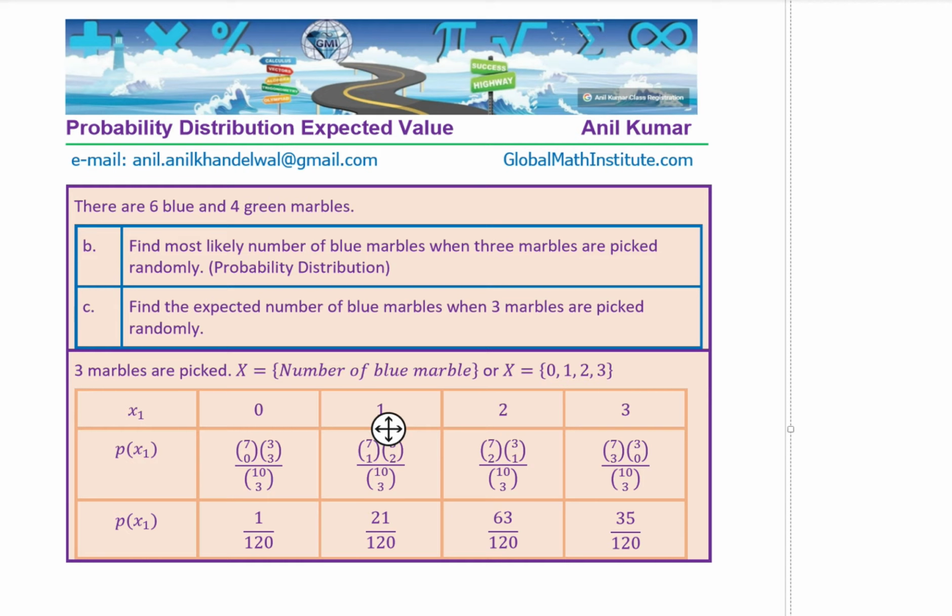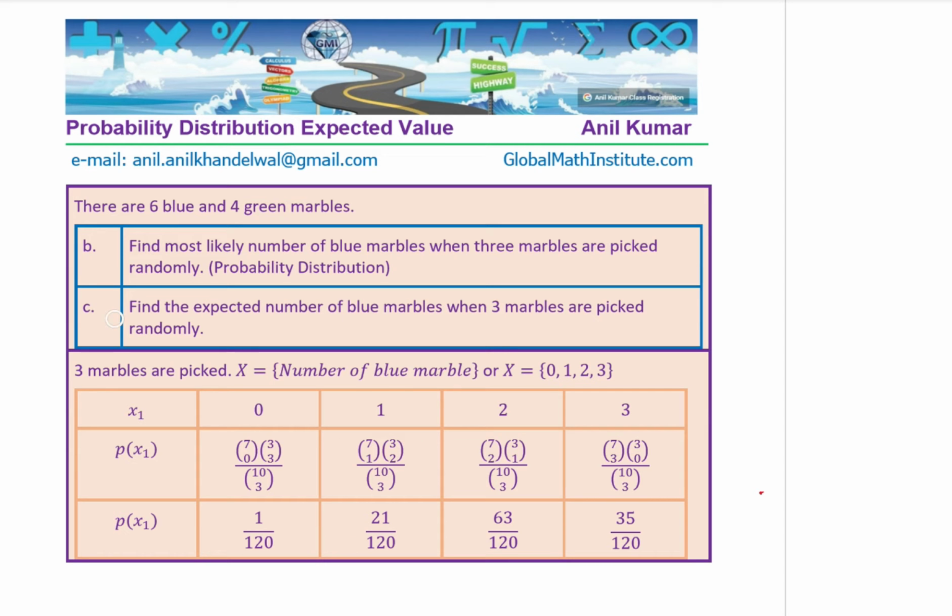Here is the solution as I was discussing with you. Basically, the probability for no blue, for 1, for 2, and for 3 is 1 over 120, 21 over 120, 63 over 120, and 35 over 120. I did not simplify them further since it helps to keep them like this and understand them better. So I hope till now things are absolutely clear.